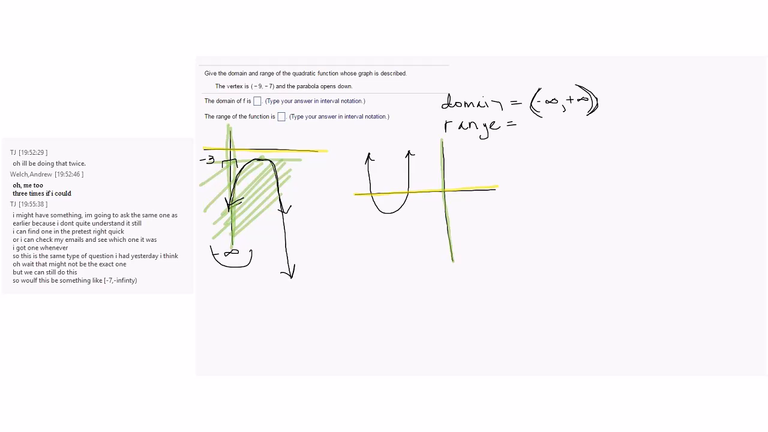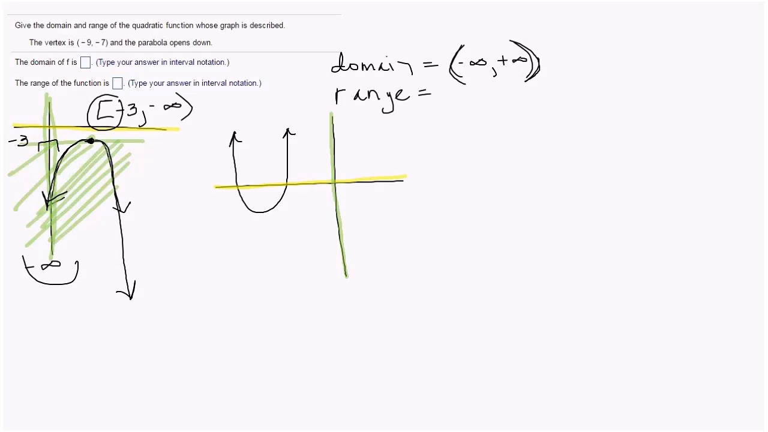Yeah, TJ, you've got it right. I put -3, you put -7. So for this one, our range is going to be -3 to negative infinity, round bracket. The big thing here is that -3 is included because it's part of that vertex, so you have to make sure that you have a square bracket on that -3.